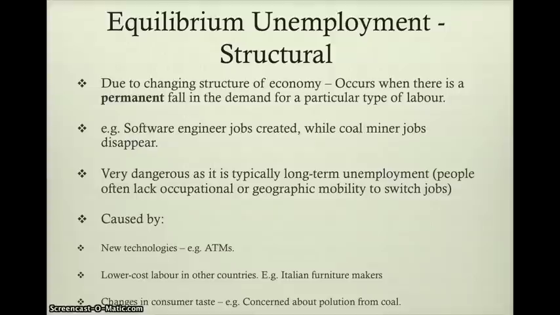This is a very dangerous type of unemployment, as it's typically long-term unemployment. Consider, for example, the coal miner. He wouldn't be able to switch to being a software engineer. And you could state that they lack the occupational or geographic mobility to switch jobs. The geographic mobility, of course, is if there's created jobs in one part of the country, the workers might not be able to just move to that part of the country to get the job.